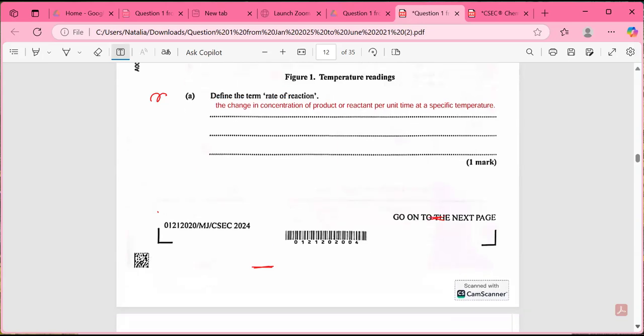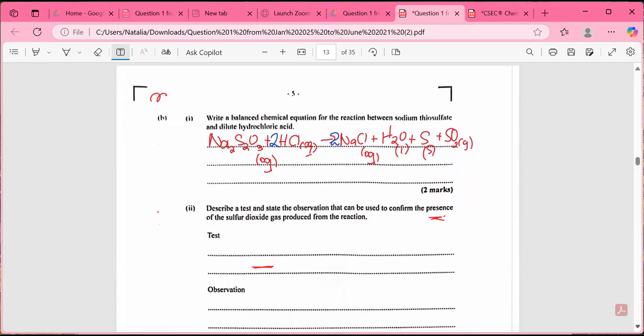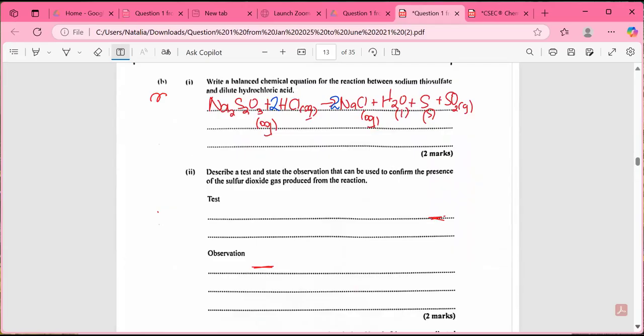Describe a test and state the observation that can be used to confirm the presence of sulfur dioxide gas from the reaction. So this is a qualitative test. So testing for SO2, what do we use to test for SO2? Acidified potassium permanganate or acidified potassium dichromate. All right, so if we use dichromate, the observation would be what? Orange to green.